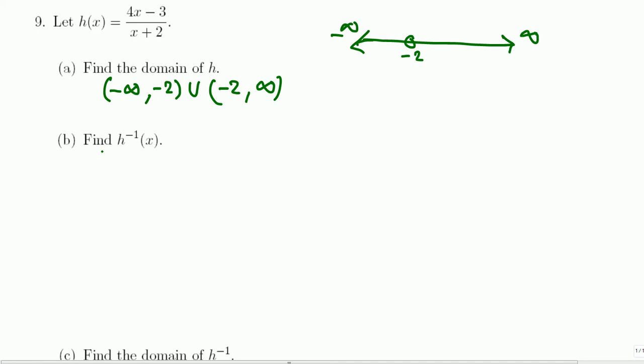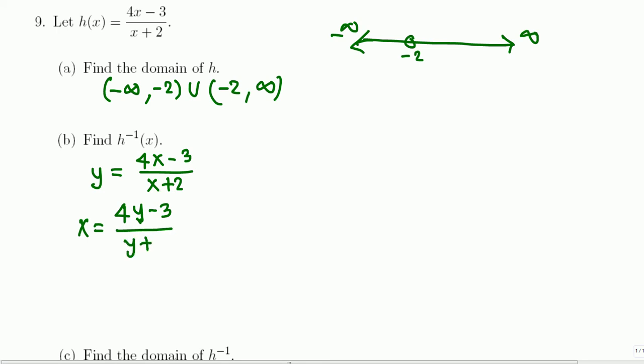Next, we need to find the h inverse of this function. To find the inverse, we write y for h or f or g, whatever we have. So y equals the given function: y equals (4x minus 3) over (x plus 2). In the next step, we switch x and y. So we replace y by x and x by y, and this becomes x equals (4y minus 3) over (y plus 2).